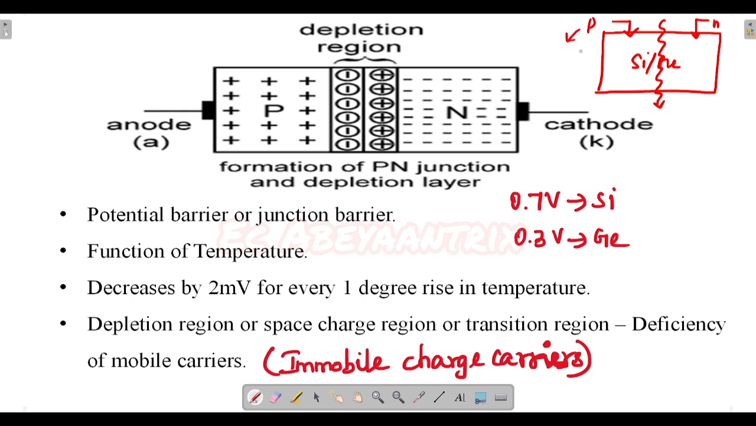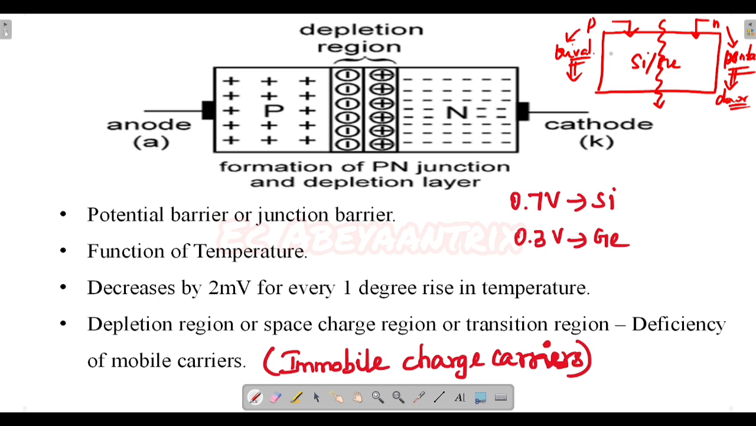How is a p-type semiconductor formed? By doping trivalent impurities, right? And how is an n-type semiconductor formed? By doping pentavalent impurities, right? Trivalent impurities are also called acceptor impurities, and pentavalent impurities are donor impurities, correct?